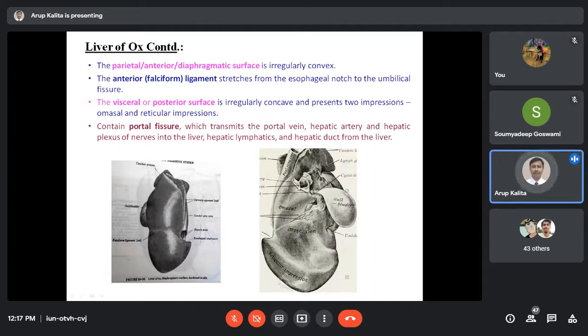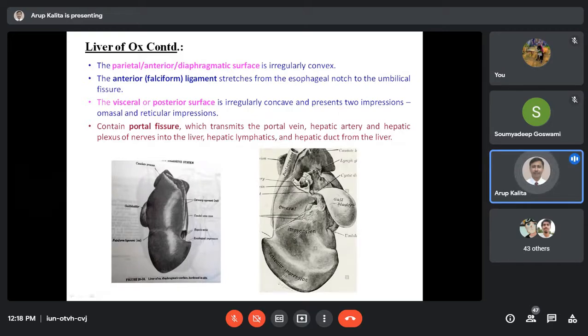Now which structures will come out? The hepatic vein will come out. The hepatic lymphatics will come out. So you can say this is the door of the house or the door of a room. So this is called the portal fissure. That area is called the portal fissure, where some of the structures will enter into the liver and some of the structures will come out from the liver.